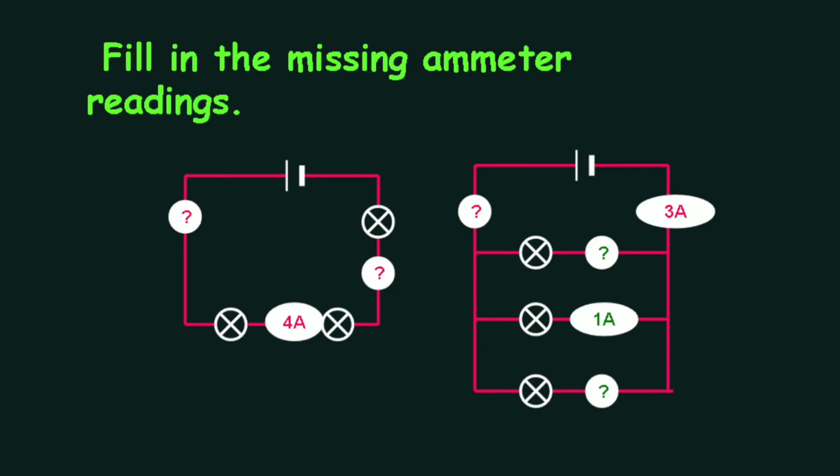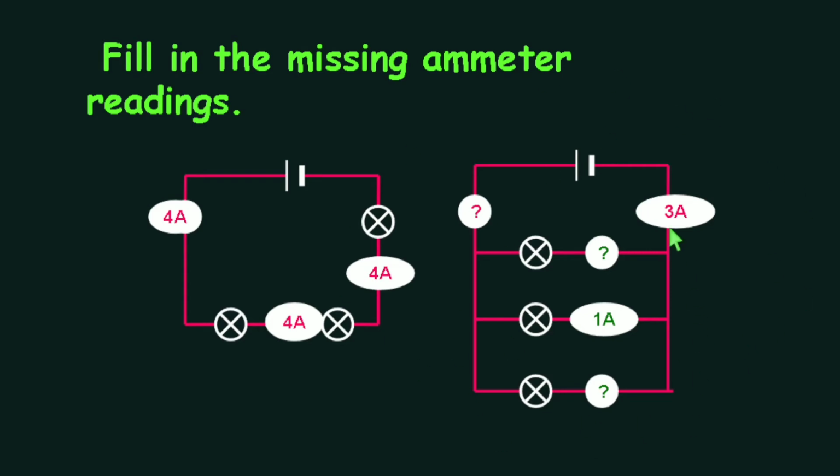Now, let's have an exercise. Fill in the missing ammeter readings. Remember, in a series circuit, current is the same at all points in the circuit. And in parallel, current is shared between the components. So let's have this activity. Here, the answer is 4 amperes. How about in this? Correct, it is also 4 amperes.